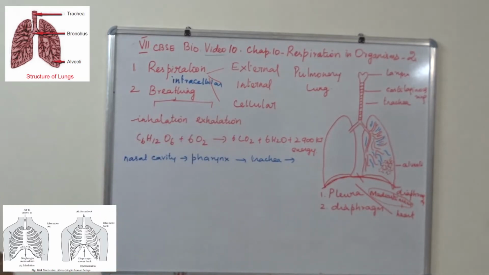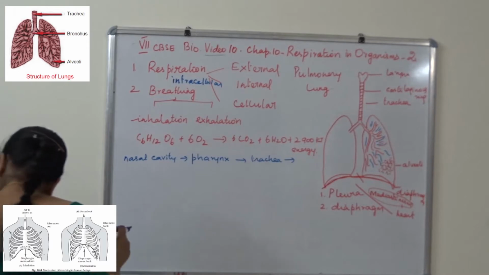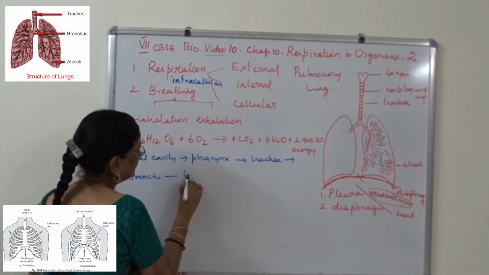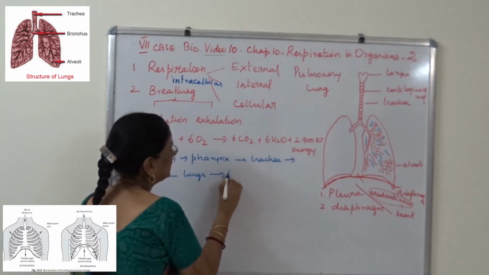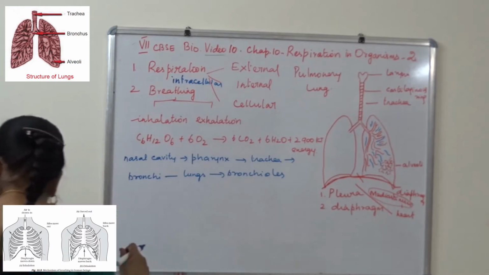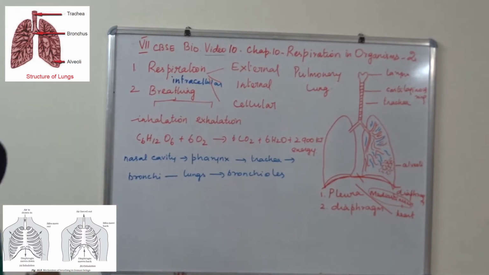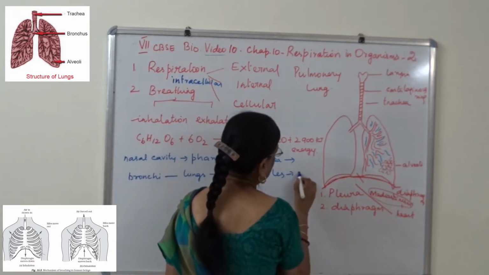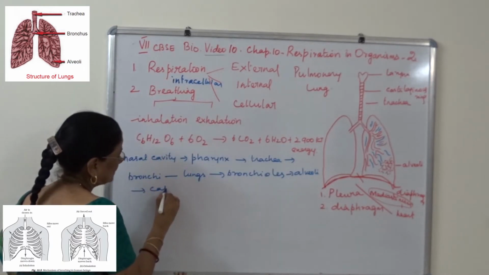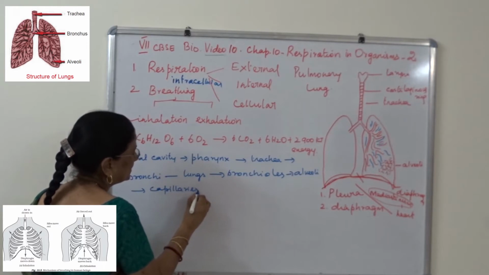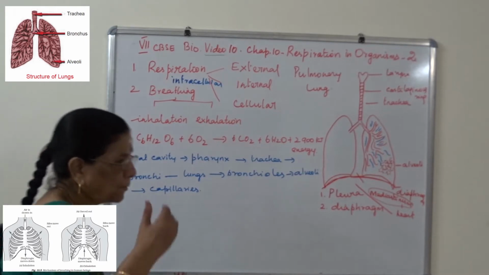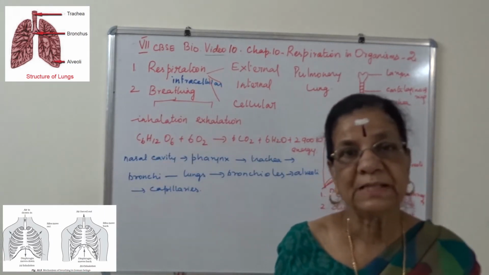Then trachea, and then bronchi, entering into the lungs, bronchioles, that enter forming alveoli. Alveoli are forming capillaries. I hope you could understand this. So this is the path of the air passage.